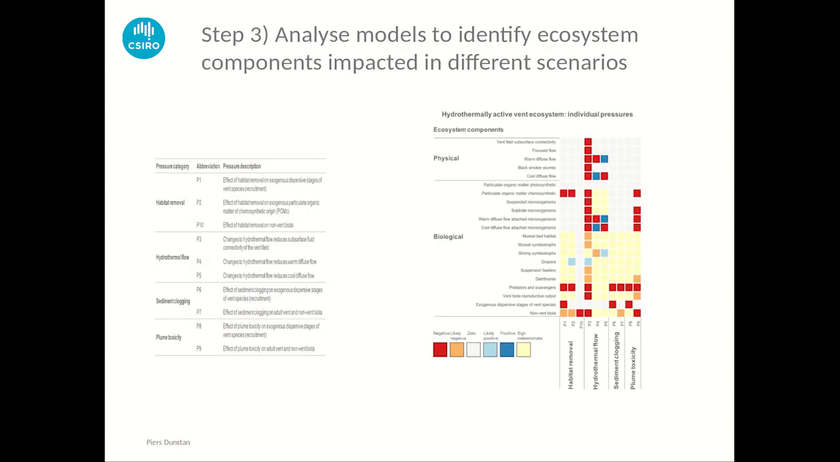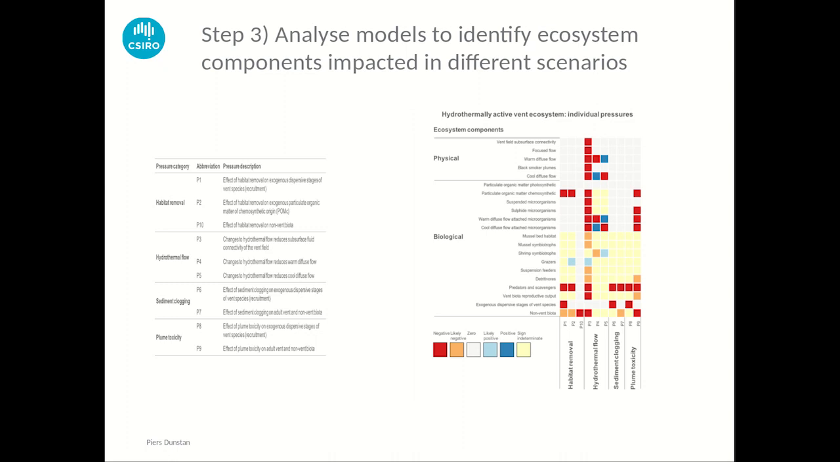The outcome of this process is we use a process of mathematical modeling to understand the expected change in the system as a result of the different pressures that are occurring. So you can see here on the left, these are the different pressure scenarios, the pressures that we identified for acting on the active vent systems. And then on the right, what you can see is the result of the qualitative mathematical model that describes the likely outcomes of those different pressures on the individual ecosystem components.